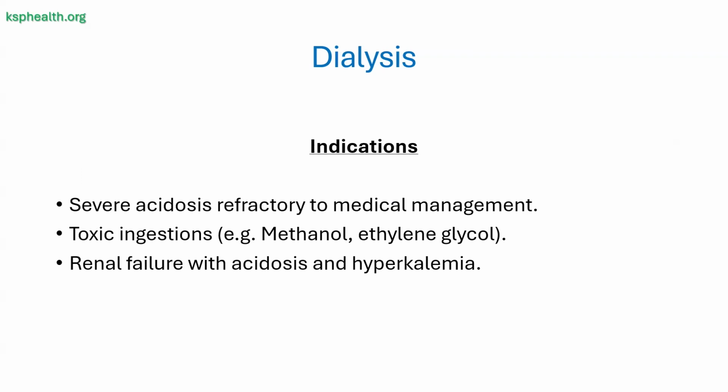So when to dialyze for acidosis? When there is severe acidosis refractory to medical management, or toxic ingestions, especially methanol and ethylene glycol. If the levels are high, start dialysis right away because the stakes are high. It can cause permanent neurological and ophthalmological injury. In renal failure with acidosis and hyperkalemia, it goes without saying there is only one way to get rid of the acids, by doing dialysis.